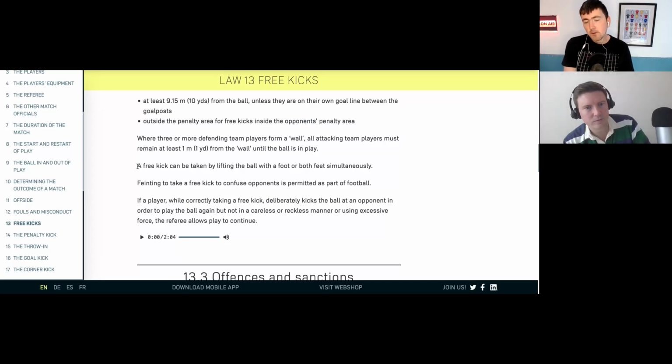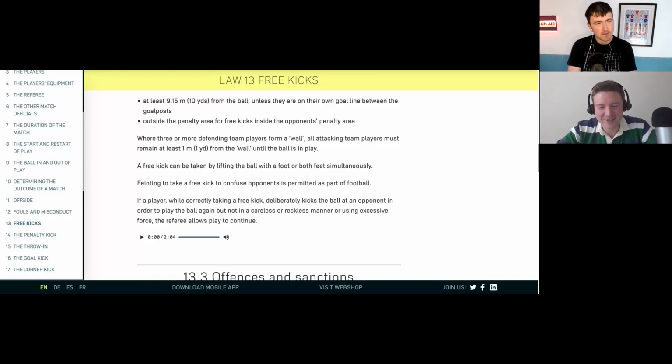This is quite new as well, and I don't think it really used to be the case. A free kick can be taken by lifting the ball with a foot or both feet simultaneously. So you can flick the ball up, or you can put it between your legs and sort of hoist it up. There was a really famous one from the 70s in England where a guy put it between his legs, flicked it up behind him, and his teammate volleyed it in. I can't remember if the goal was given or not, but that is now very formally allowed, as is lifting the ball up.